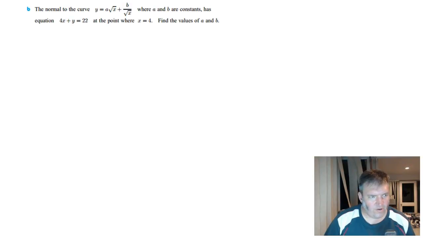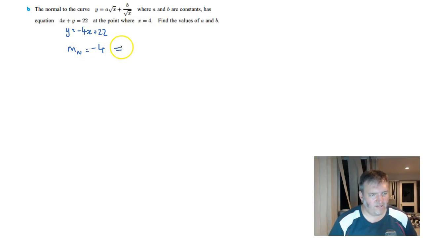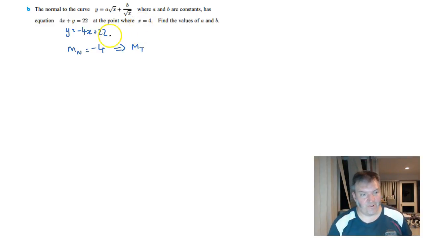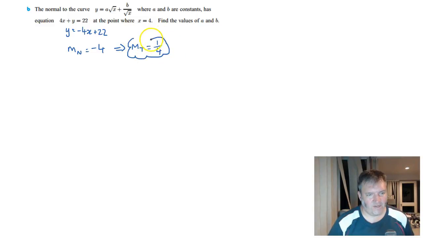So the equation of the normal to a curve has this equation. If I rearrange it, it's going to be y equals -4x plus 22. That means the gradient of the normal equals -4. What does that tell us about the gradient of the tangent? It must be the negative reciprocal of the gradient of the normal. So that'll be -1 divided by -4, or just 1/4. So that's the first bit. The gradient of the tangent, when x equals 4, is 1/4.